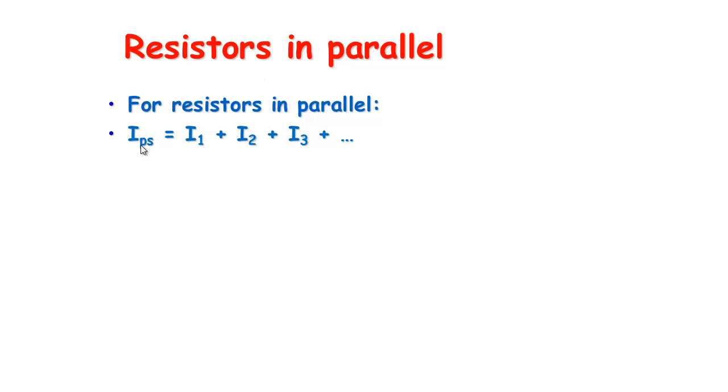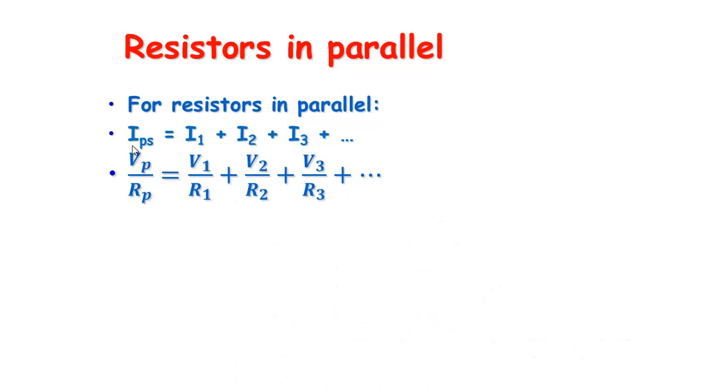So we've got the power supply, and the current goes through each of the individual pathways. If we think about it, I is the same as V over R, rearranging Ohm's law. So we've got the power supply voltage over the resistance in parallel, which will equal V1 over R1 plus V2 over R2 plus V3 over R3.